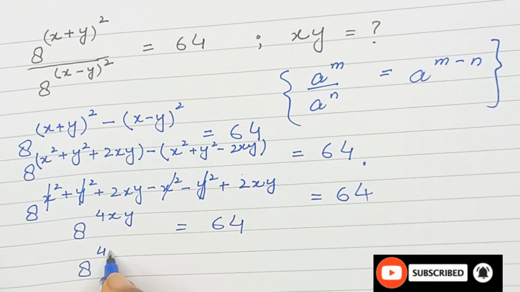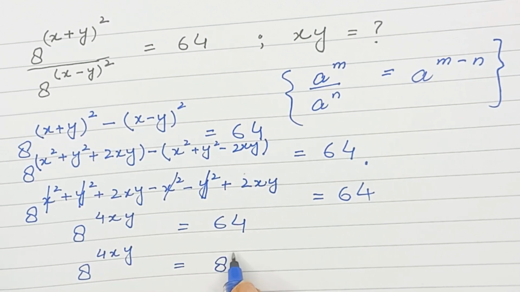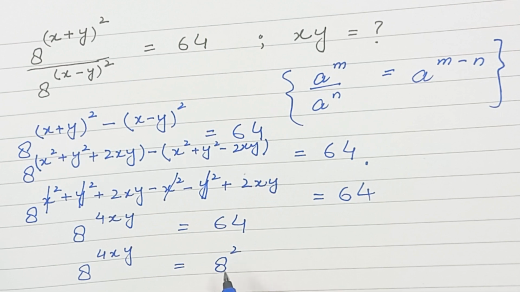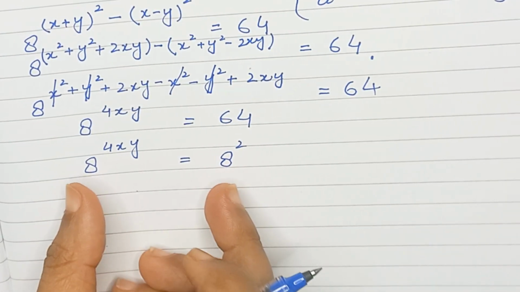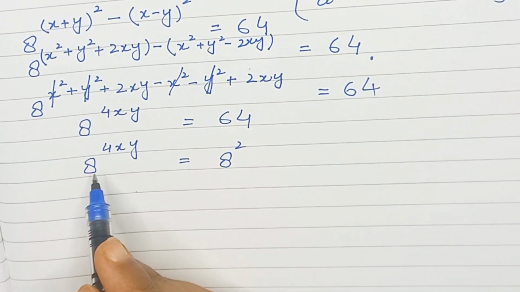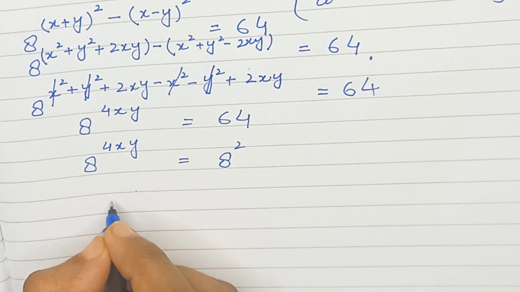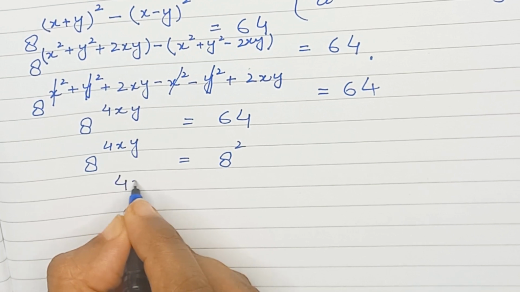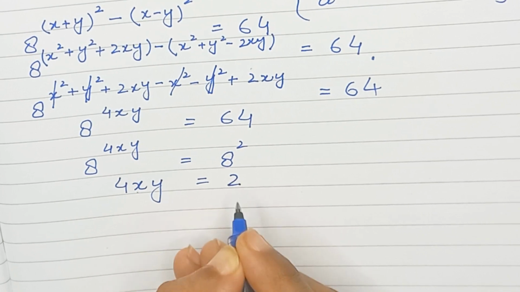Now we can write 64 as 8 raised to the power 2. Now you can see here we have same bases, so if we compare both sides, it will become 4xy is equal to 2.